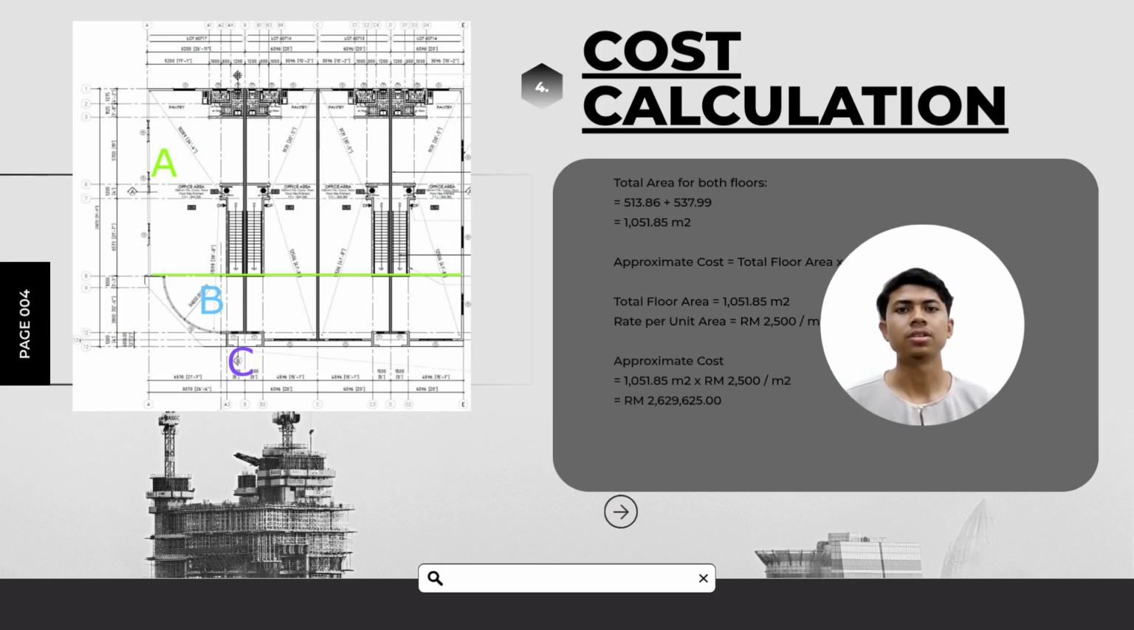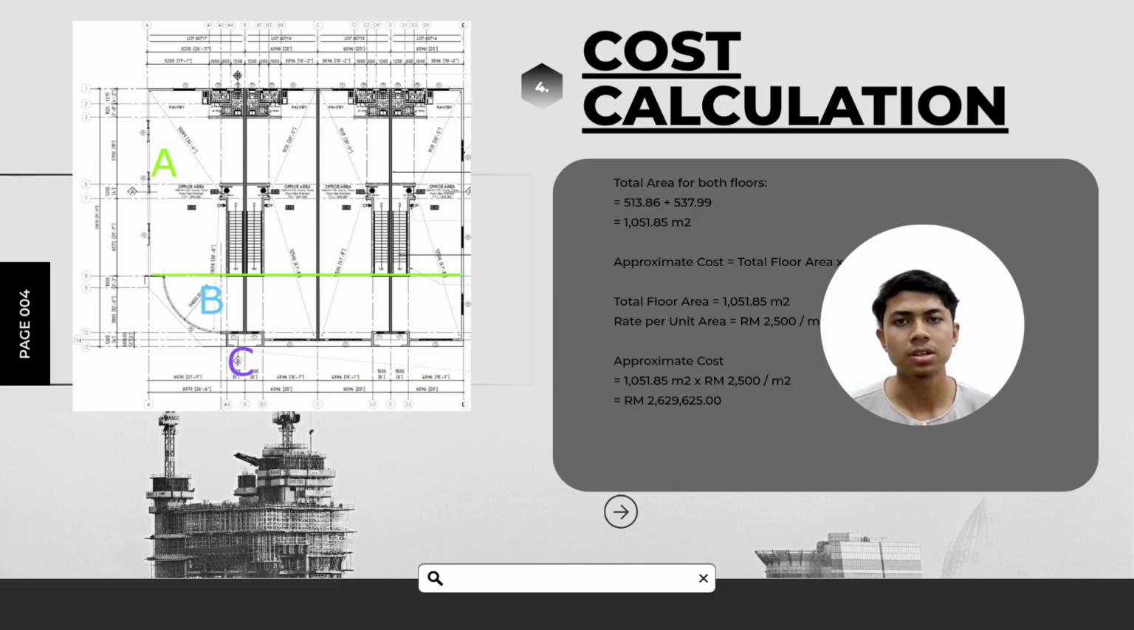Finally, I calculated the approximate construction cost. The total floor area is obtained by adding the ground floor area of 513.86 square meters and the first floor area of 537.99 square meters, giving a total of 1051.85 square meters. The construction rate used is RM 2500 per square meter. Using the floor area method formula, approximate cost equals total floor area times rate per square meter.